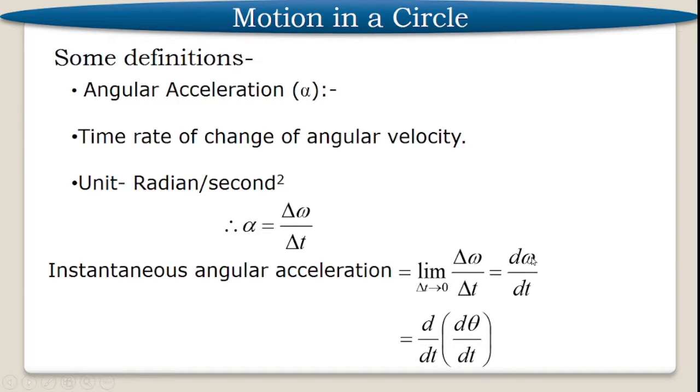And since omega is equal to d theta by dt, the angular acceleration is equal to d 2 theta upon dt square. And this gives the relation between angular displacement and alpha.